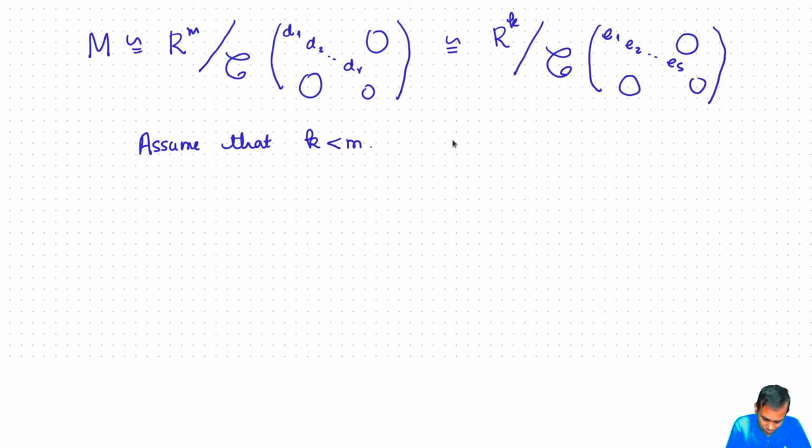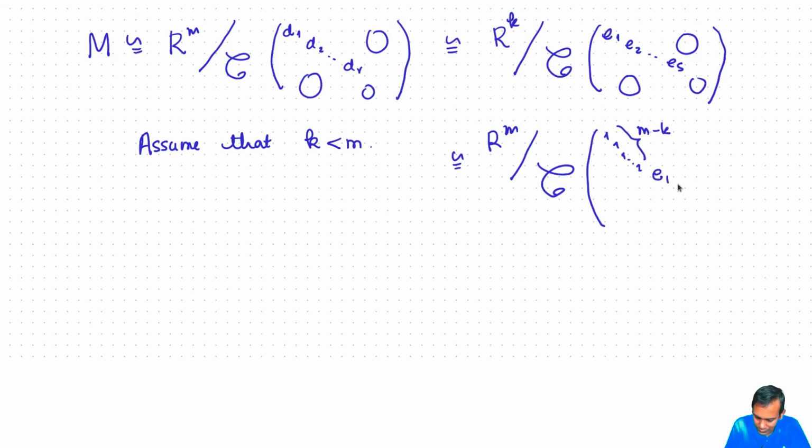Then we can always change this a little bit and make k equal to m. We can make this R^m mod the column space of, and then I'll put a bunch of ones here. How many ones? I'll put m minus k ones. These will contribute m minus k copies of R mod 1, which is just 0, so it will not change the isomorphism class. And then I'll put e1, e2, ..., es, 0, 0. So what we have now is that M is isomorphic to R^m mod the column space of this matrix, or R^m mod the column space of this matrix.